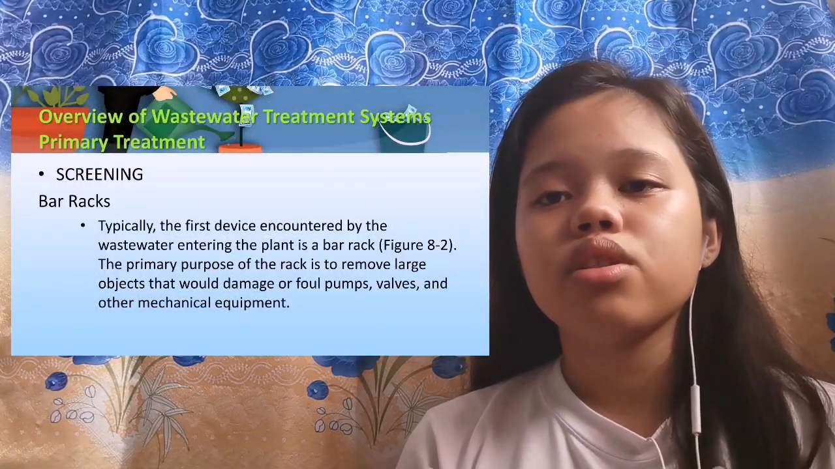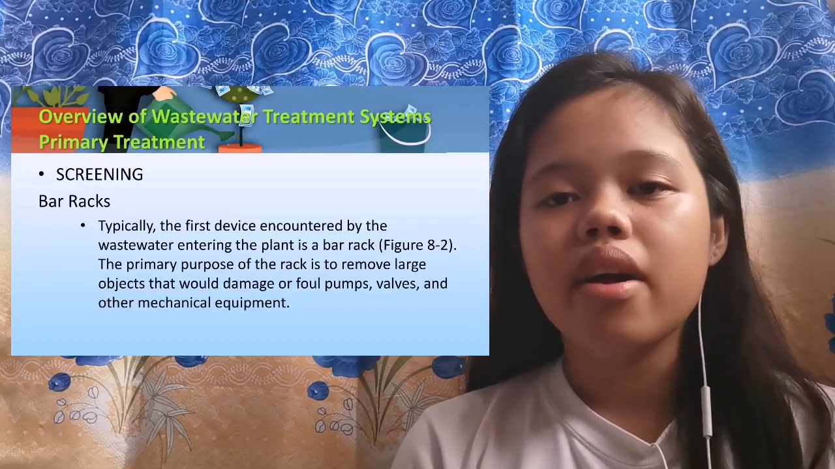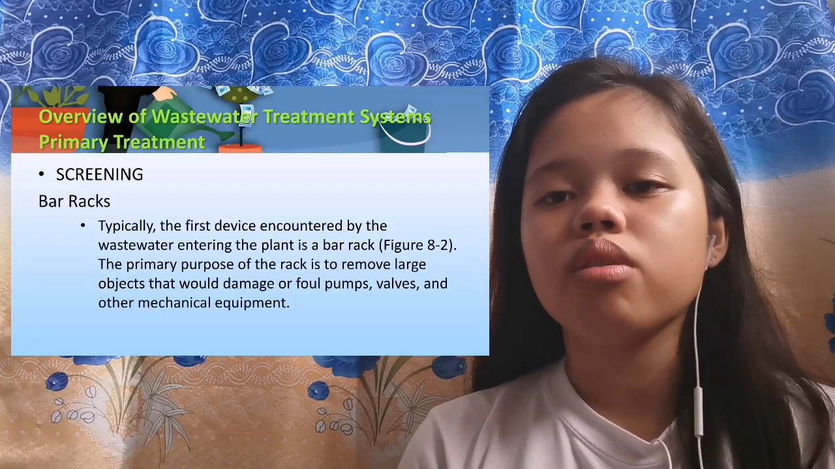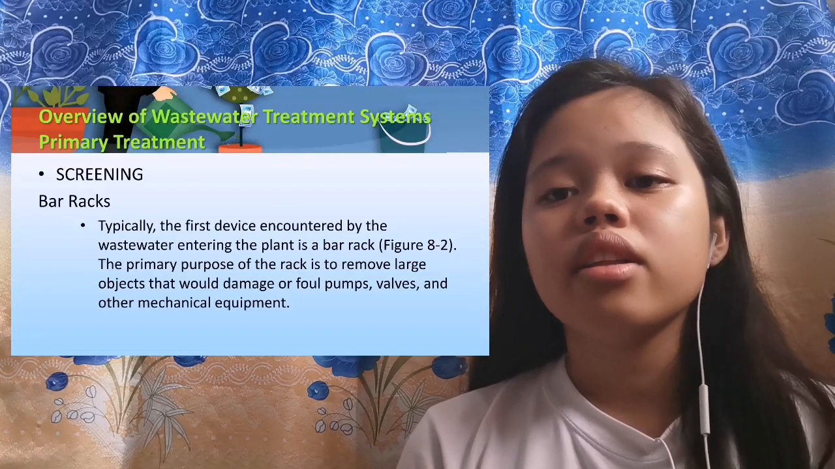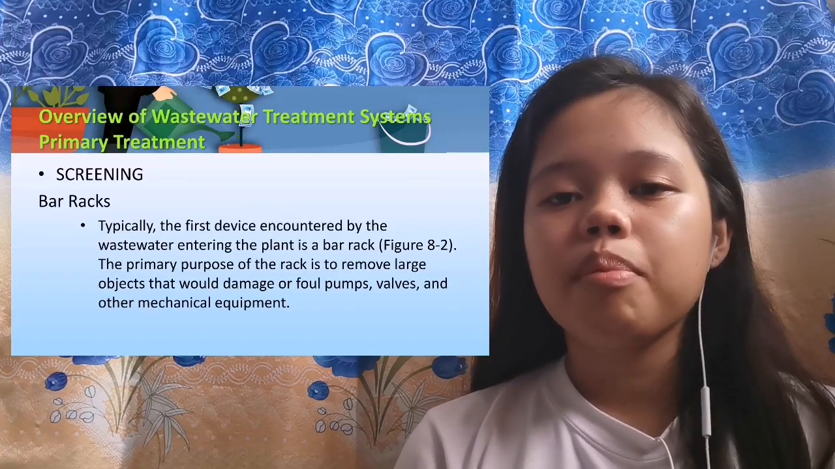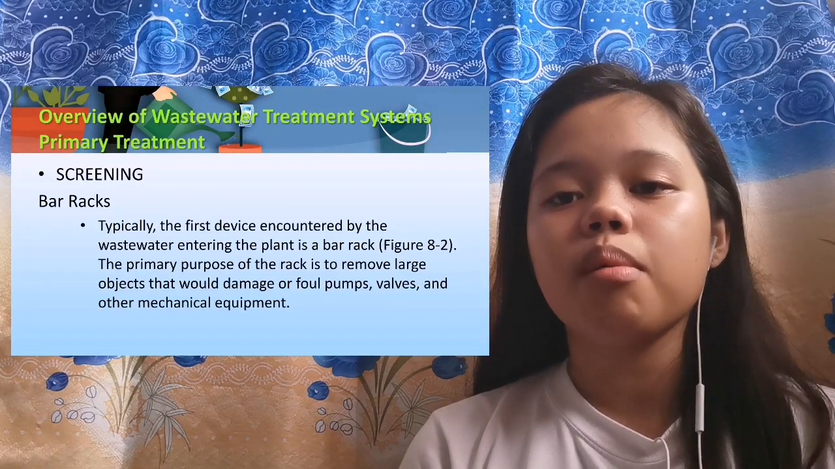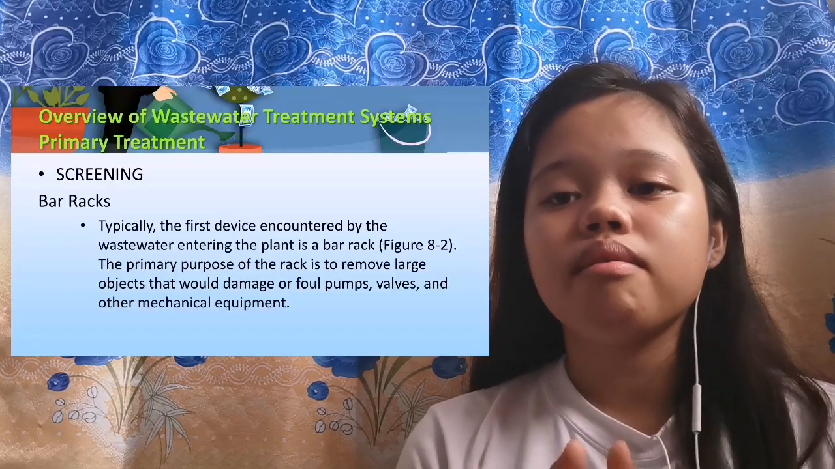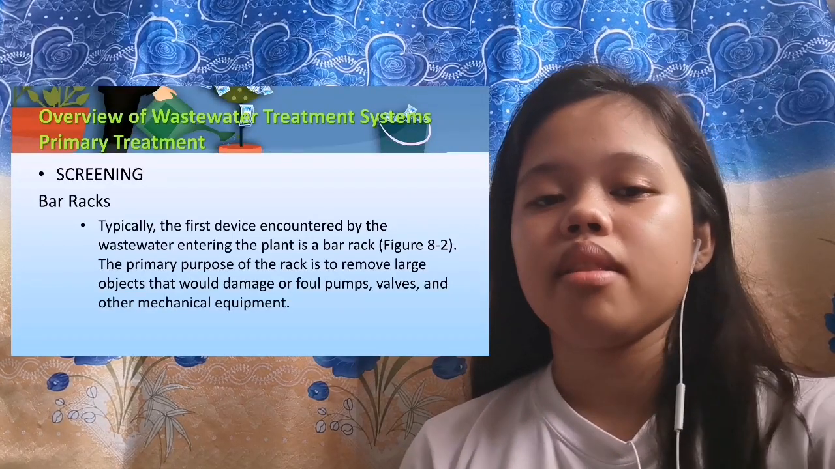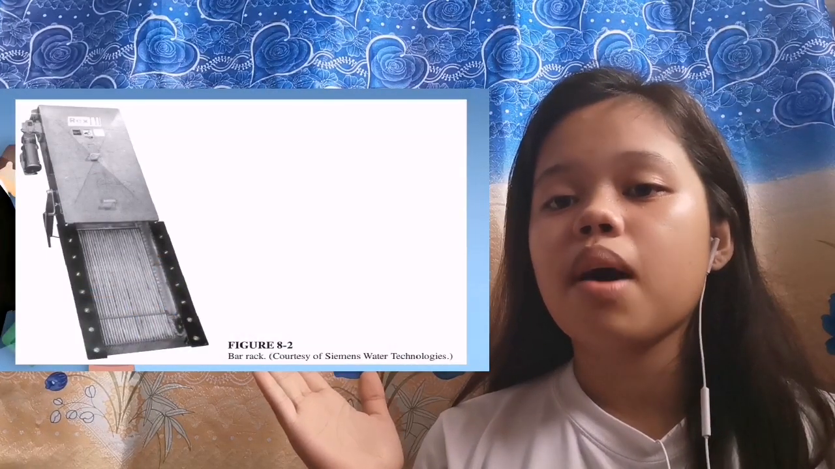Overview of wastewater treatment systems. Primary treatment. Screening. Bar racks. Typically, the first device encountered by the wastewater entering the plant is a bar rack, shown in Figure 8.2. The primary purpose of the rack is to remove large objects that would damage or foul pumps, valves, and other mechanical equipment. This is a sample picture of a bar rack.